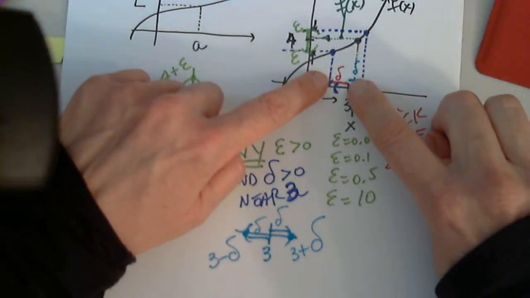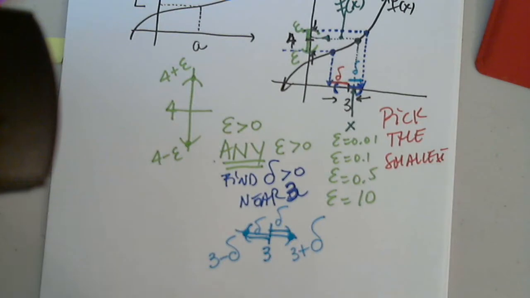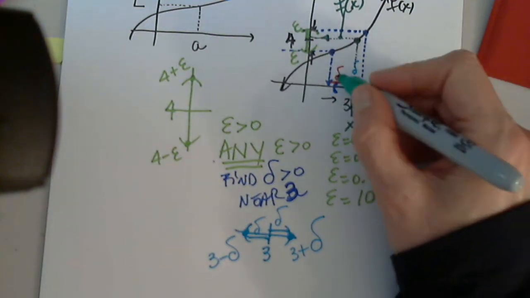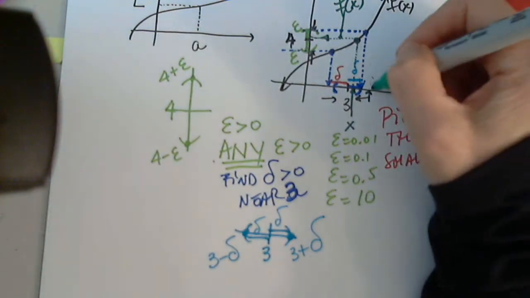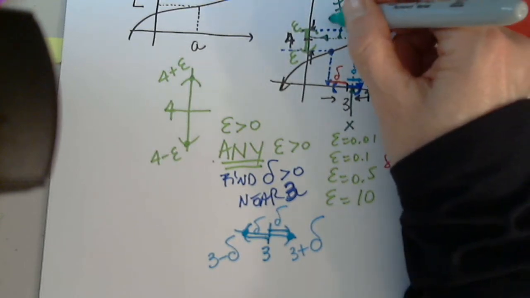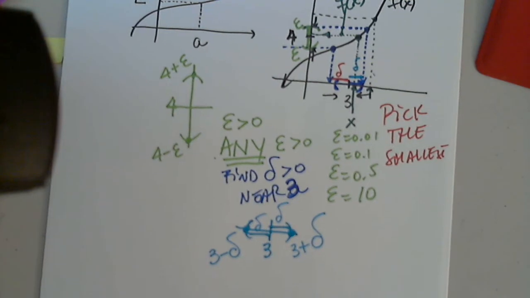Let me explain why we cannot use the bigger of the two. Because if I use the bigger of the two, then I will have this interval, and I could possibly pick x here, and look what happens. That f of x is outside of the interval.